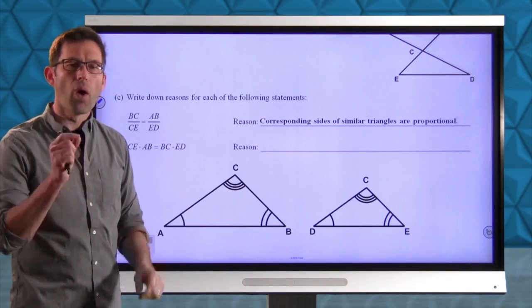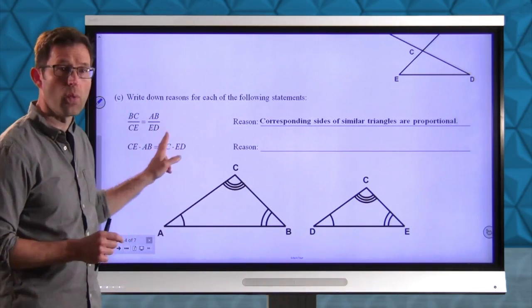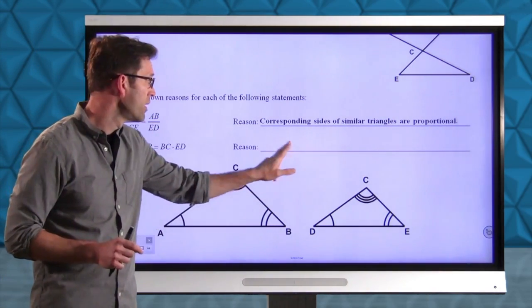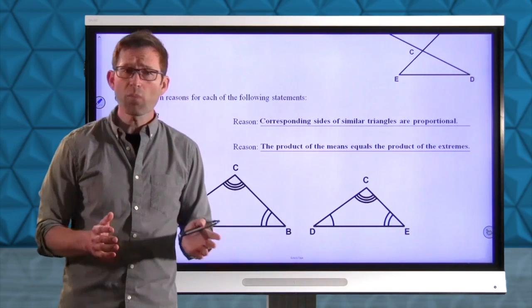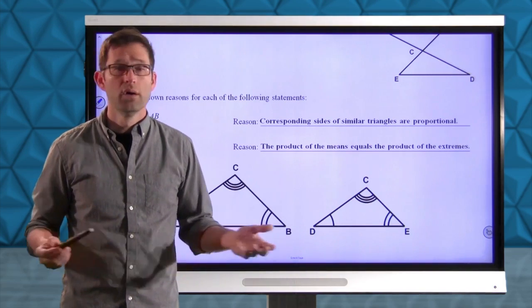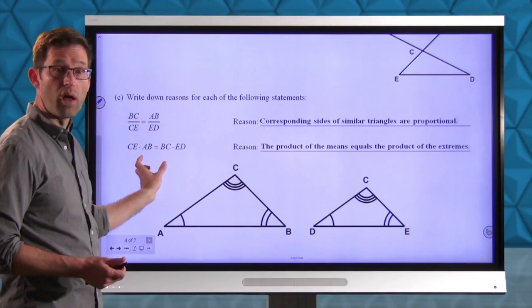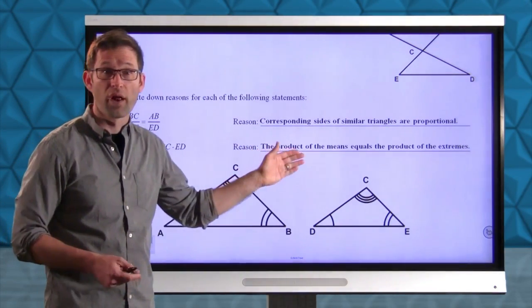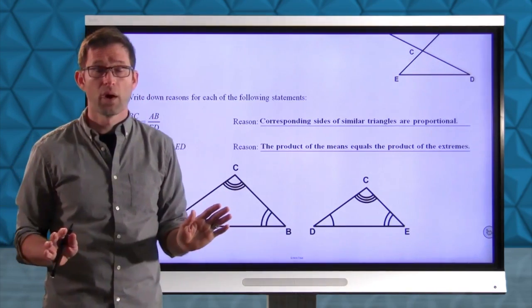And the reason that I'm going to always put, 100% of the time, when I take a fractional equation and rearrange it into a product is that the product of the means is equal to the product of the extremes. Now, side note, if you said the product of the extremes was equal to the product of the means, awesome. If you have this product written the other way around and you still said the product of the means is equal to the product of the extremes, still okay.